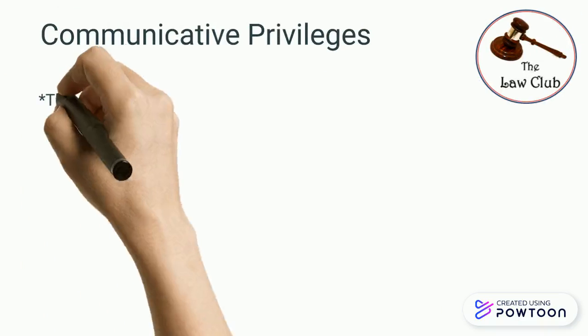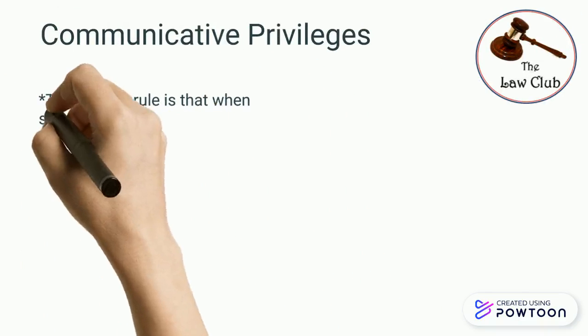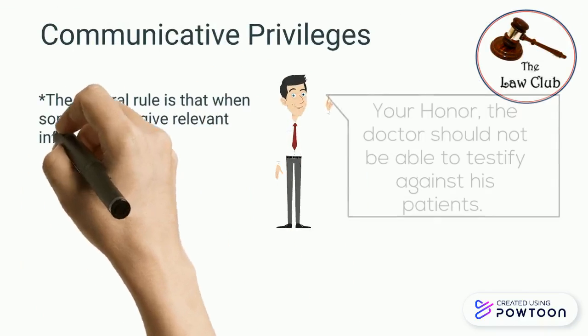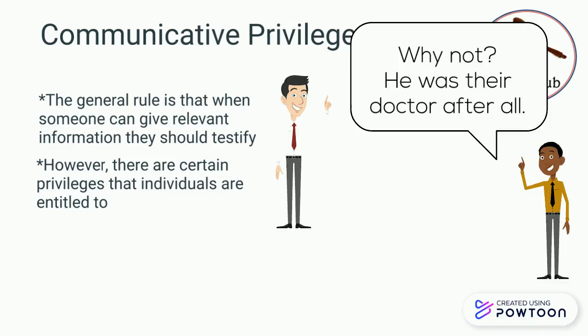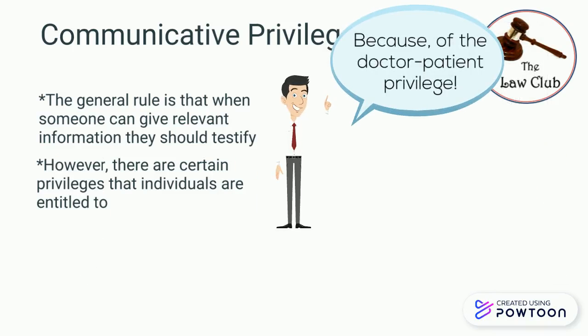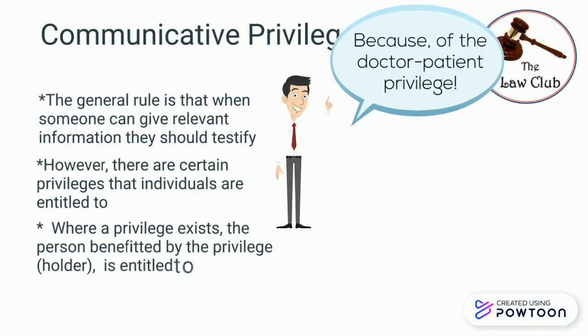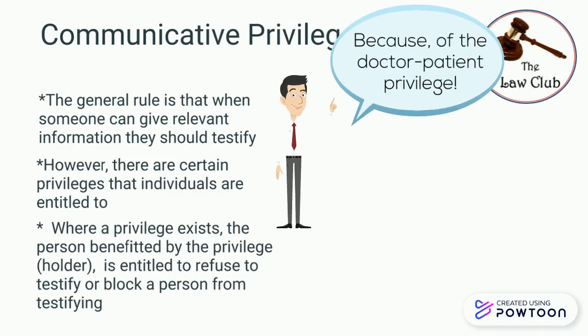The general rule is that when someone can give relevant information, they should testify. However, there are certain types of privileges that individuals are entitled to. Where a privilege exists, the person benefited by the privilege, the holder, is entitled to refuse to testify or to block a person from testifying.